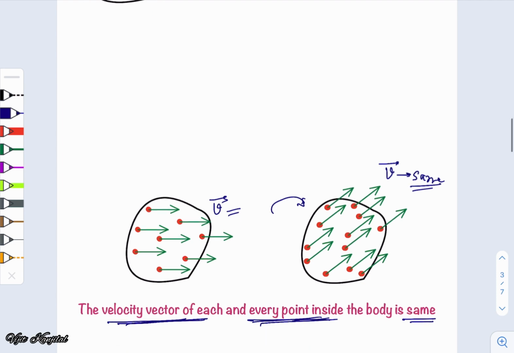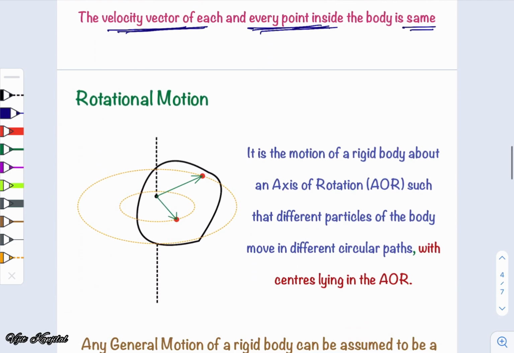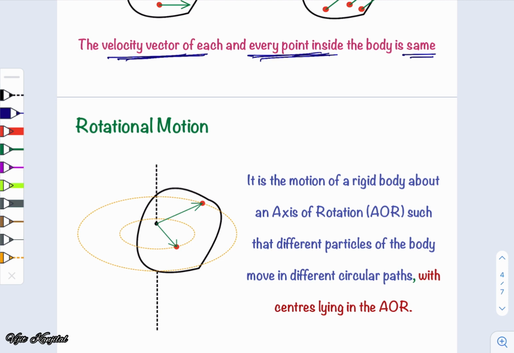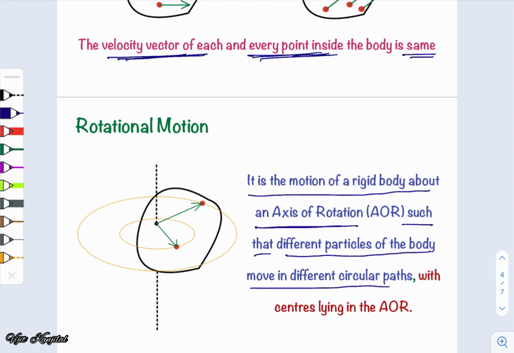Now let's try to understand what rotational motion is. Rotational motion is the motion of a rigid body about an axis of rotation such that different particles of the body move in different circular paths with the centers lying in the axis of rotation. So let's try to understand this with the help of this figure.